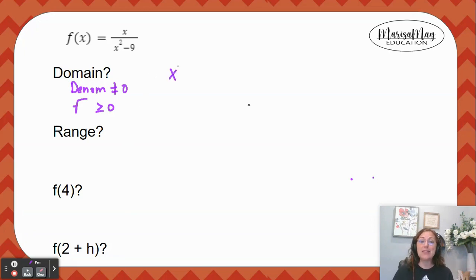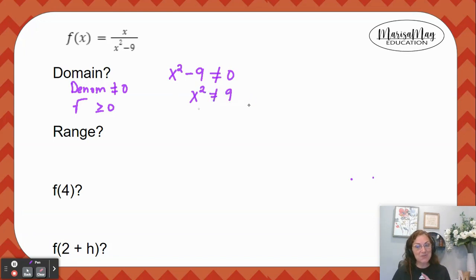So I am literally going to take that denominator and I'm just going to say can't equal 0. And then I'm going to solve. Now, whether you want to do this by moving the 9 to the other side, or if you want to factor the left side as a difference of 2 squares, both of those are going to work for you. I'm just going to go ahead and move that 9 to the other side.